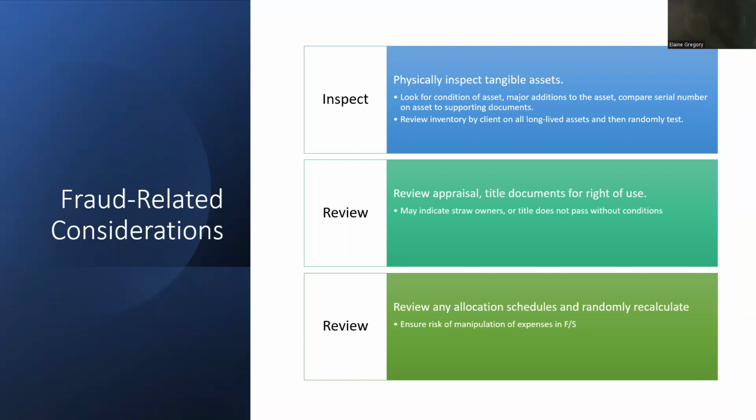Review the list of long-lived assets and randomly test. You're looking to see, are they there or are they phantom? They may have assets on the books that they've sold. And it might be an error and it might be an irregularity. You want to review any appraisal and title documents to make sure that the client has the right to use. Review any allocation schedules and randomly recalculate them. Risk of manipulation of the expenses in the financial statement.